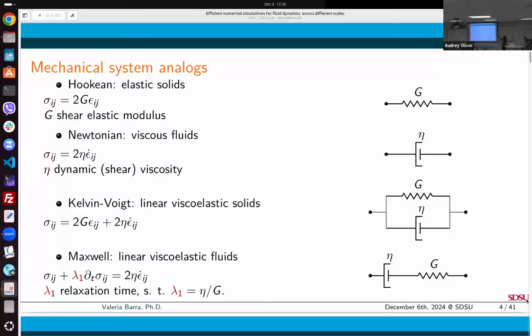If you pair the two in parallel, you have what is called the Kelvin-Voigt material, which is suitable to describe linear viscoelastic models. If you pair the two in series, you have the Maxwell model. And this is the simplest non-Newtonian fluid that you can represent. It's a linear viscoelastic fluid.